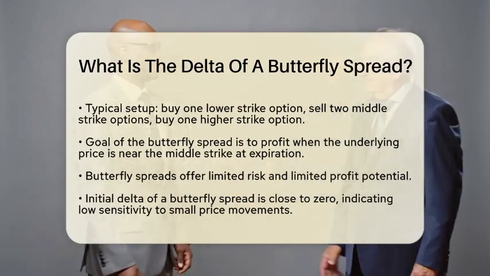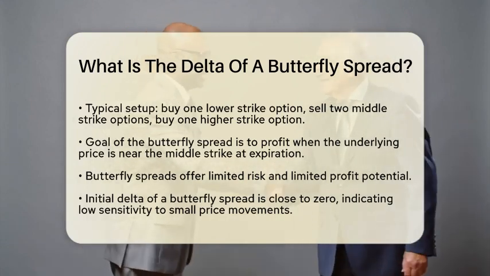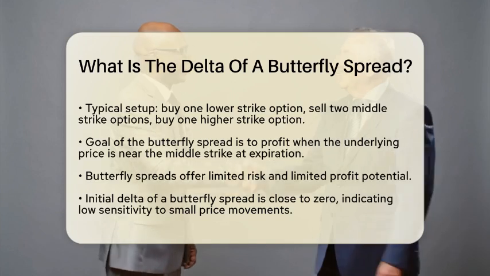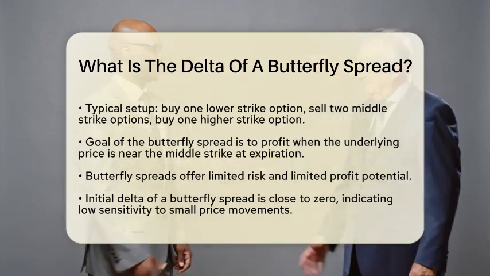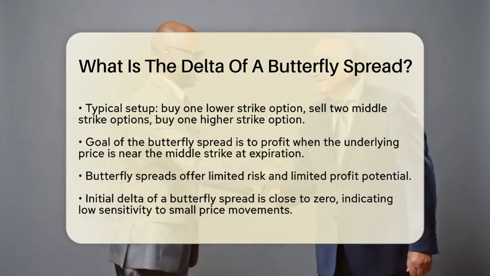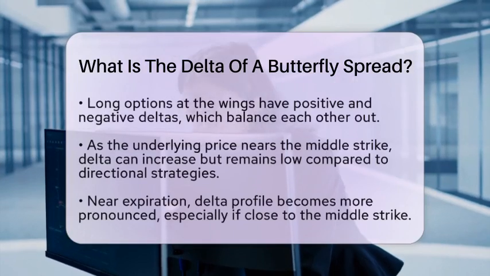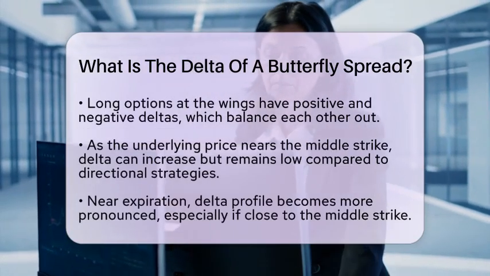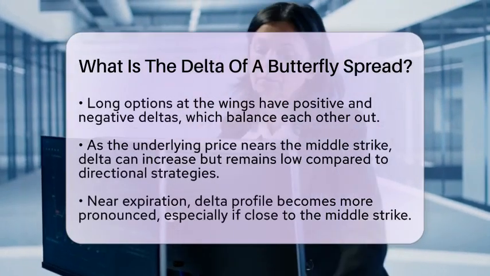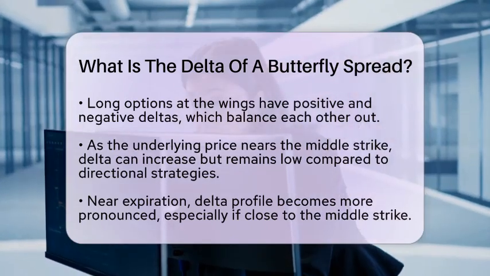The long options at the wings, which are the lower and higher strikes, have positive and negative deltas, respectively. However, these effects tend to balance each other out. The 2 short options at the middle strike have deltas that offset the wings, resulting in a net delta that is close to 0. As the underlying price approaches the middle strike, the delta of the butterfly spread can increase slightly. However, it still remains relatively low compared to strategies that are more directional.